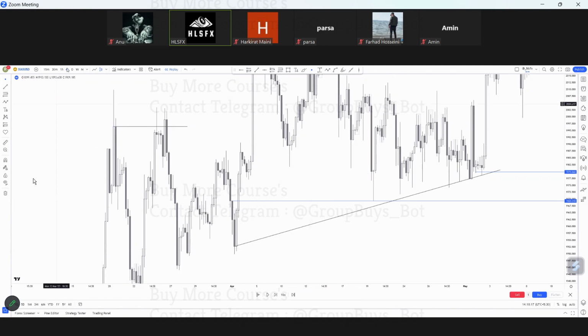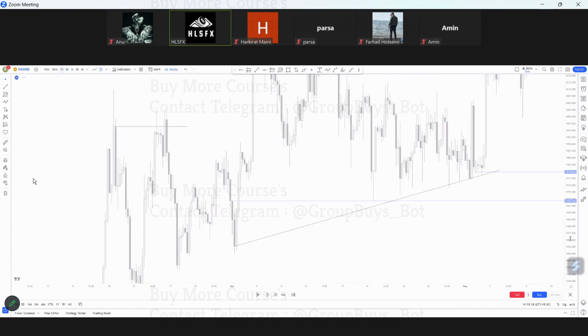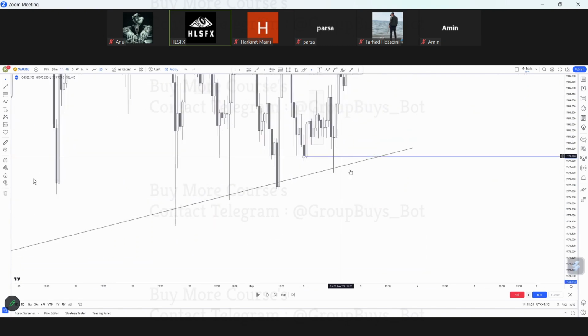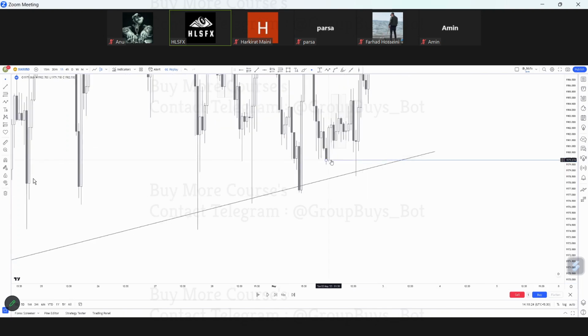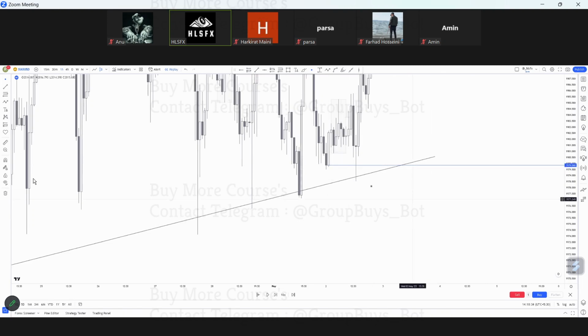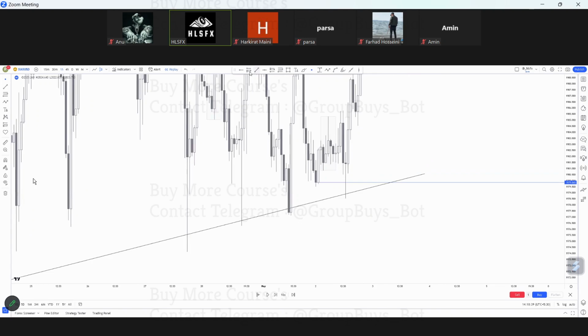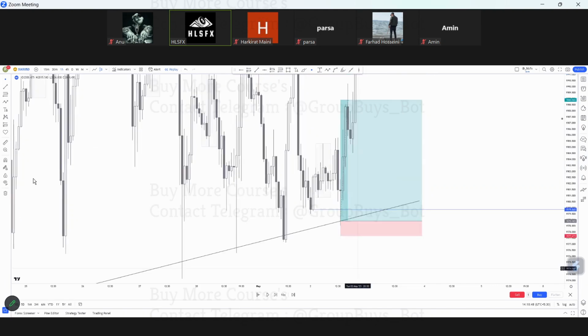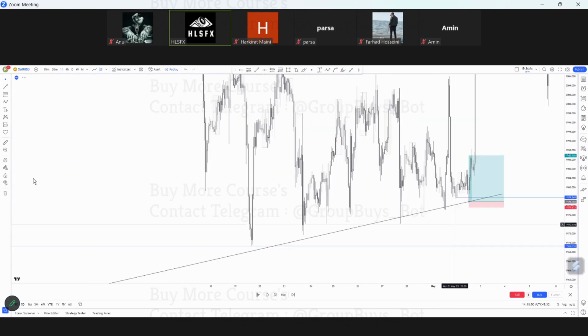So now I told you I will enter at the trend line. If the trend line is below the SNR, I will enter at the trend line. If the trend line is above the SNR, I will enter at the SNR zone. I will enter at whatever comes below. So now here, if I enter here, where do I put my stop loss? Here. I'm just showcasing what it is all about.